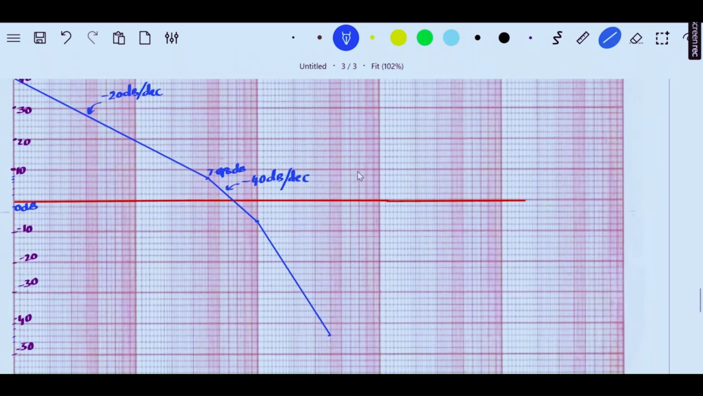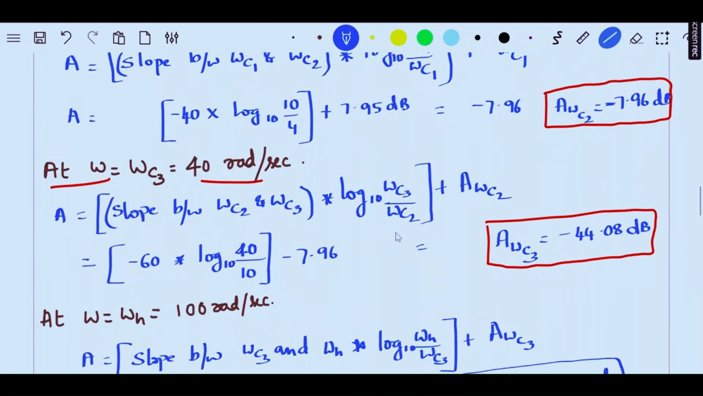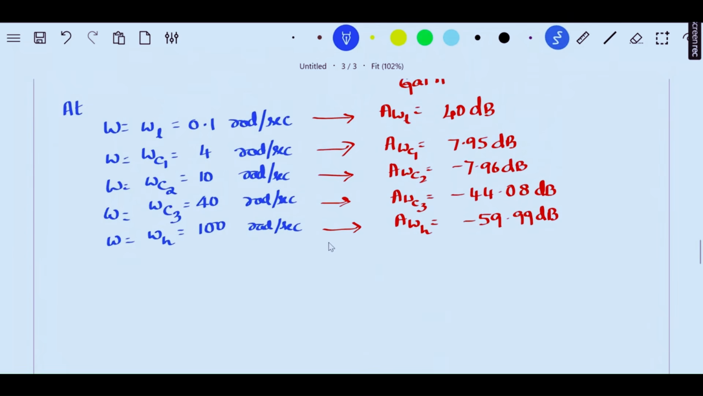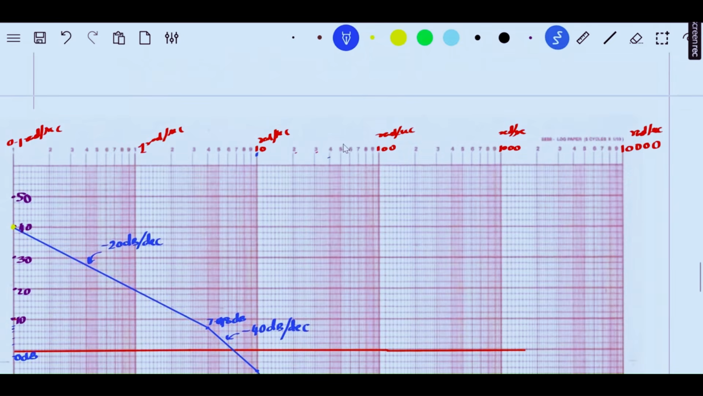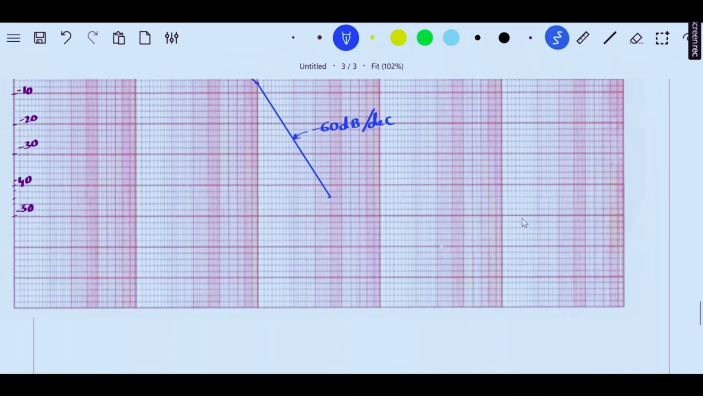So this is the slope of this line; you see the next slope is minus 60 dB per decade. Then what we have next is omega h, which is 100 radians per second. The amplitude is minus 59.99. So 100 radians per second is this, and minus 59.99 is the amplitude. We have drawn this as 50 and this as minus 60, right?